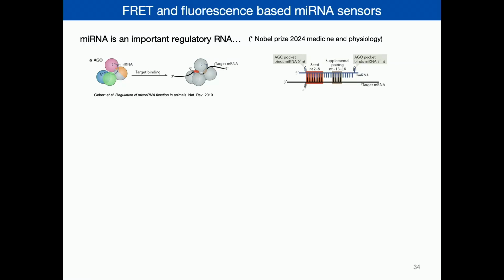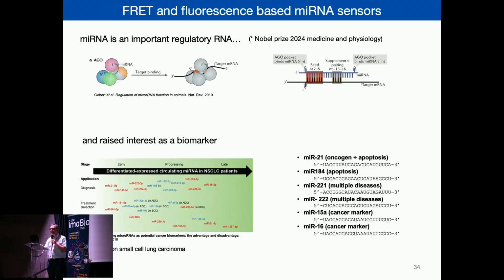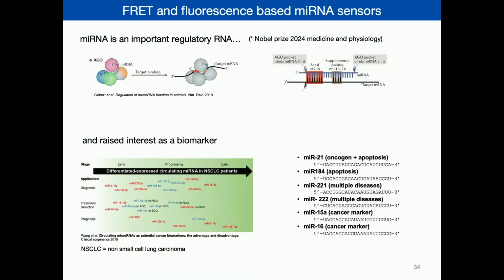So 2 minutes, just conceptually, what can you use this system for now? I would briefly like to say microRNA is one of the interesting targets for the lab at the moment. MicroRNA is very important to regulate processes, but it has also raised interest as being a biomarker for, for instance, cancer diagnosis, treatment selection, or prognosis. There are tons of different microRNAs that are also involved in different diseases. I just show you some examples here in this case.